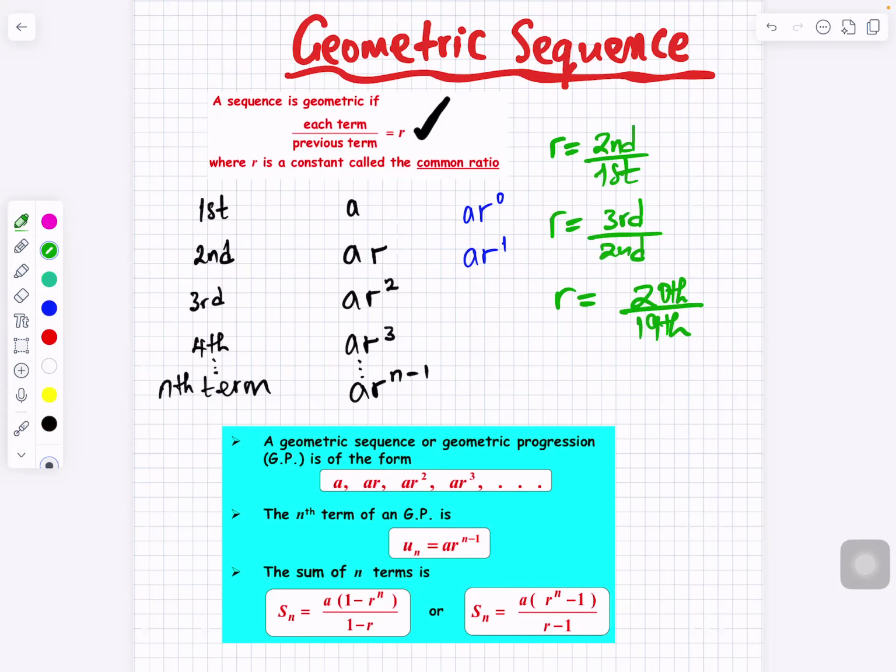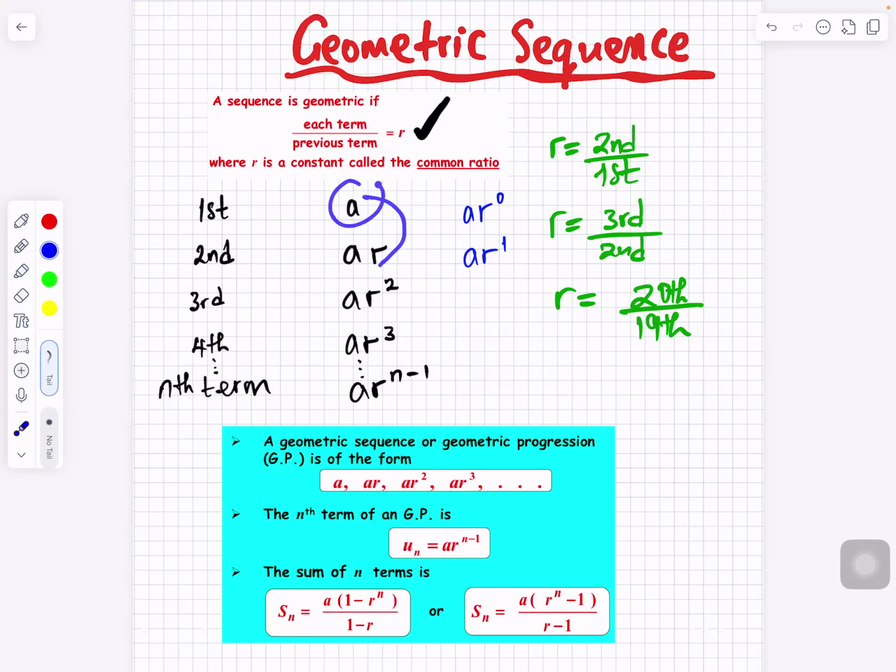That's very important. And then for geometric sequence, the first term is given the letter A, like A comes first in the alphabet. So the first term is A. To go to the next one, you times by R. So the next one will be A times R, which is AR, because you're multiplying by R each time.